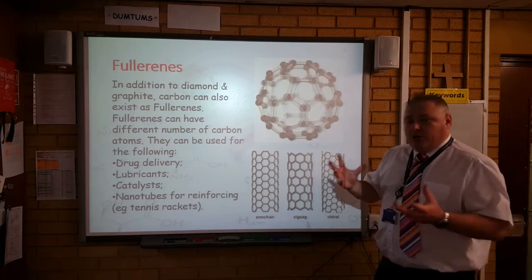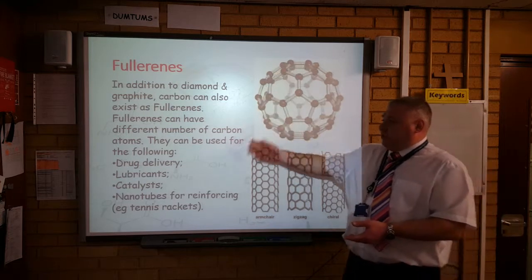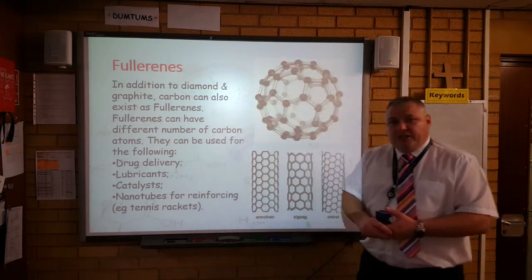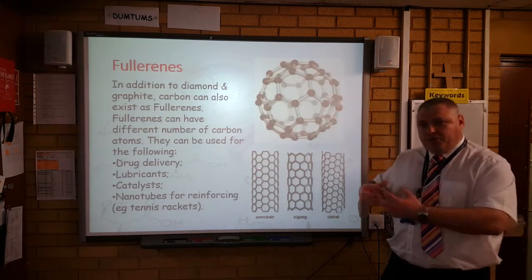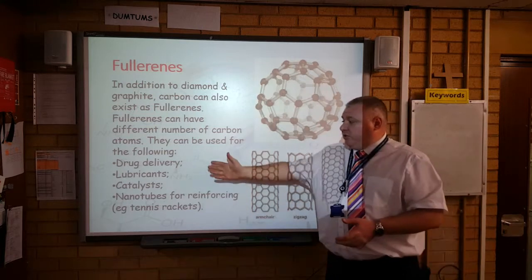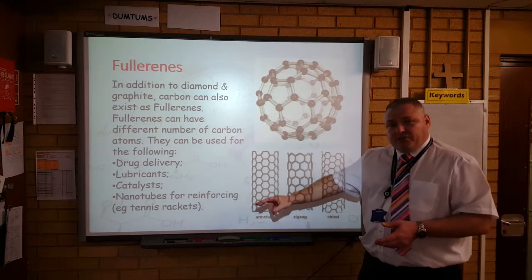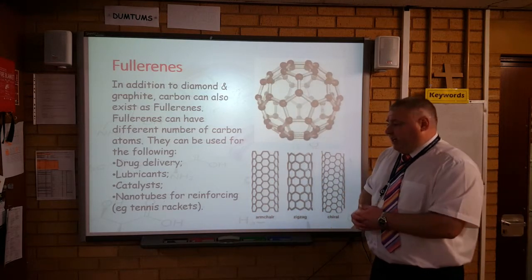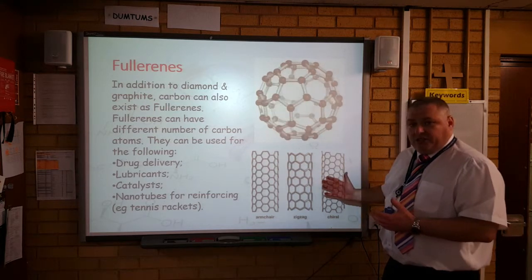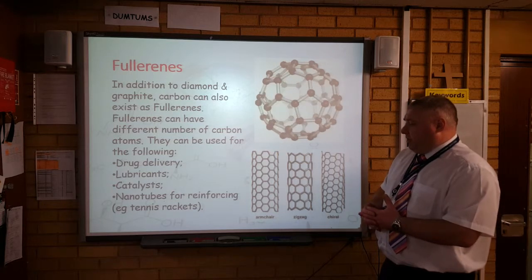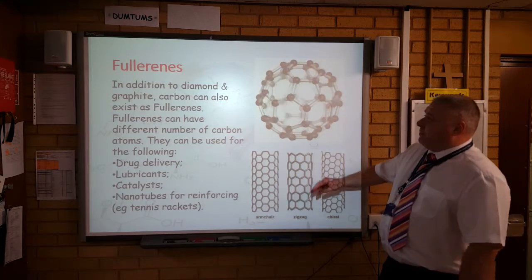Now, you don't need to know a great deal about this, but you just need to know some of their uses. Fullerenes can be used for drug delivery within the body. I mean that it can be used to transport medicine around the body. They can also be used as lubricants, catalysts, and nanotubes for reinforcing tennis rackets, so your graphite tennis rackets and graphite golf clubs and stuff like that are reinforced using these carbon fibre rich nanotubes. So they can be made into different patterns as well, some of which I've shown you there.